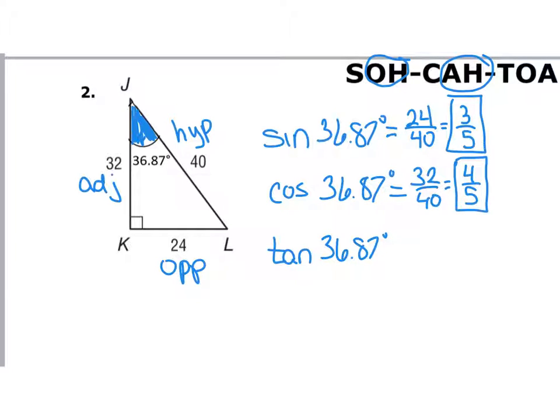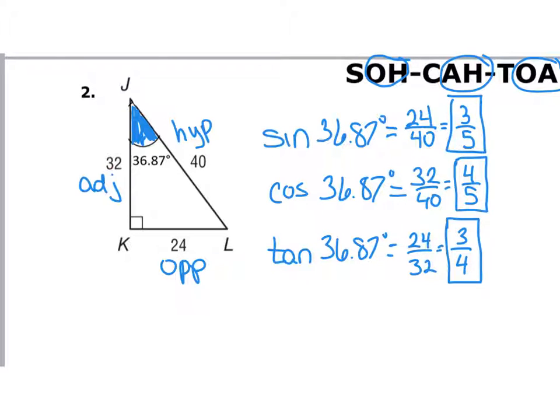And then the last one, tangent of 36.87, TOA. O over A, 24 over 32, 3 over 4. So we only have to do one of these, like one angle. Yes, just one angle. Just the angle it's asking you for.